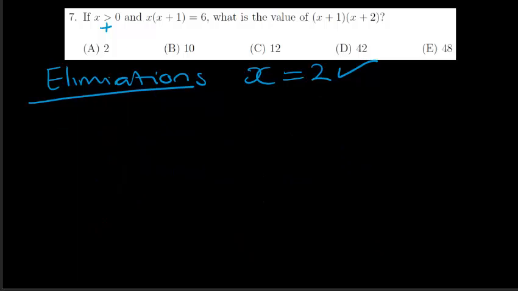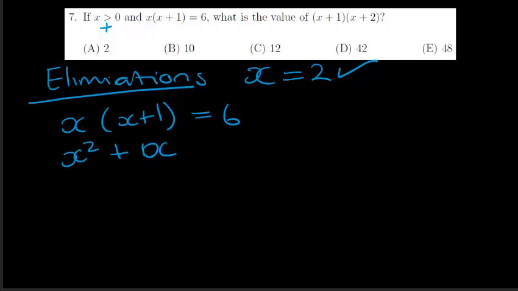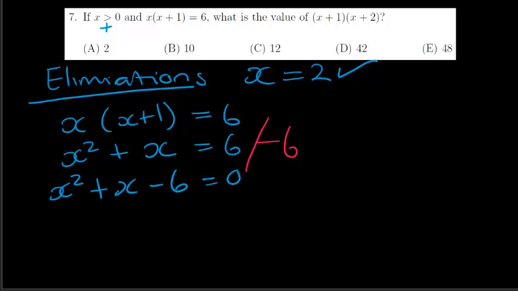Okay. Another way of figuring out the value of x is to say, if I have x times (x plus 1) equals 6, I'm going to expand my bracket. I'm going to say x squared plus x is equal to 6. And then I'm going to move the 6 over to the other side. So I'm going to say minus 6 on both sides. So what I'm left with is x squared plus x minus 6 is equal to 0.